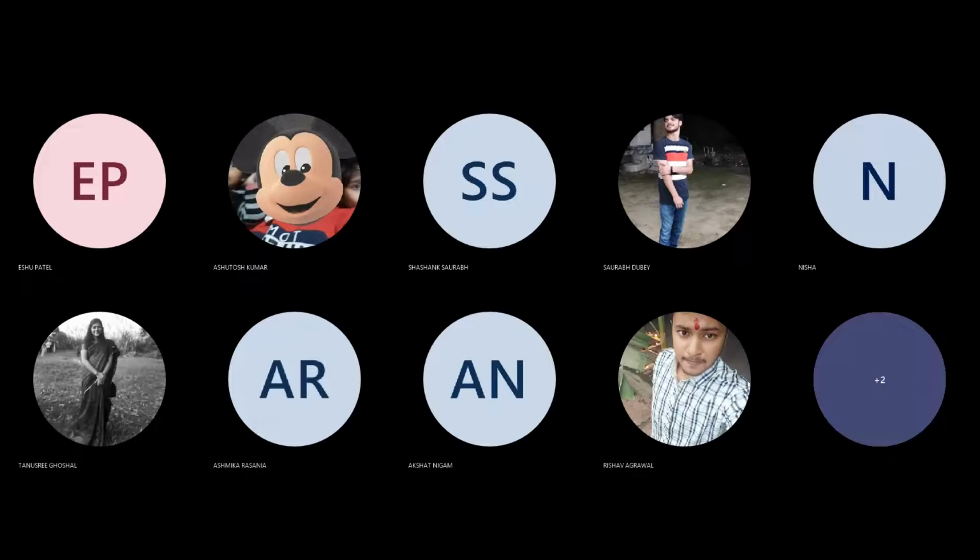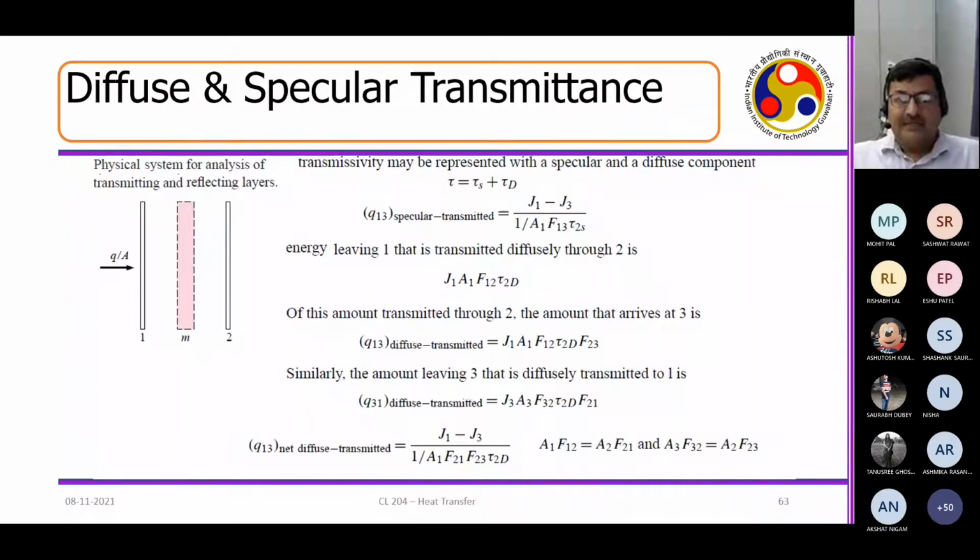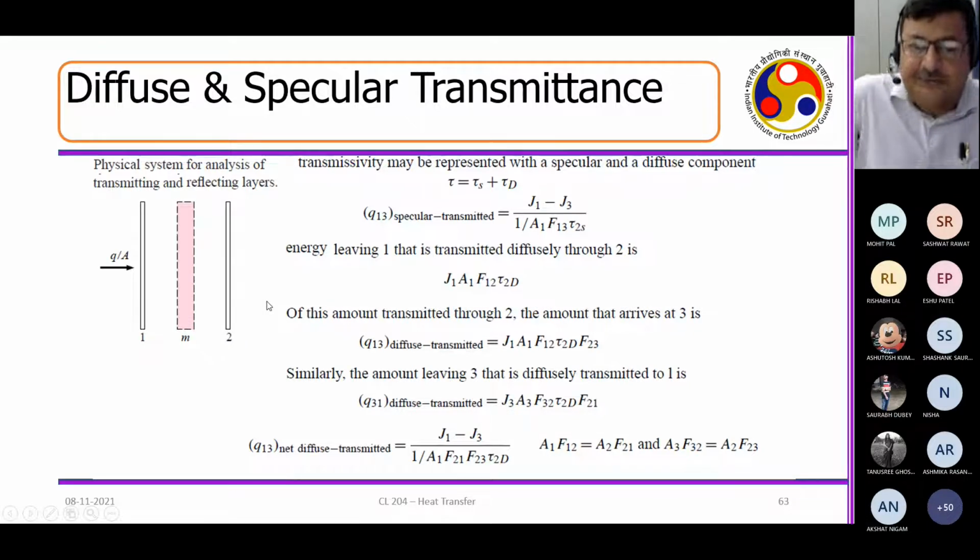We encounter a very unique phenomenon, which is what is called specular transmission. So when it is transmitting in a specular manner in a particular direction, whereas it can also undergo a kind of diffuse transmission.